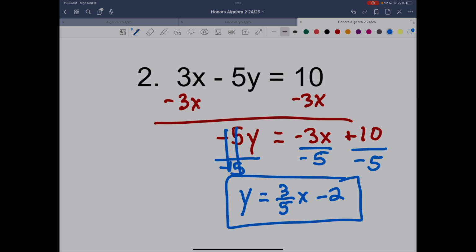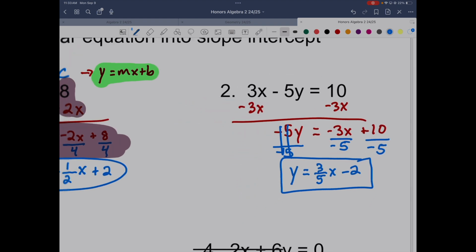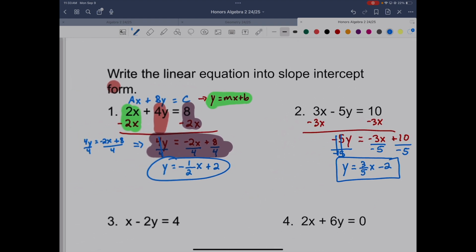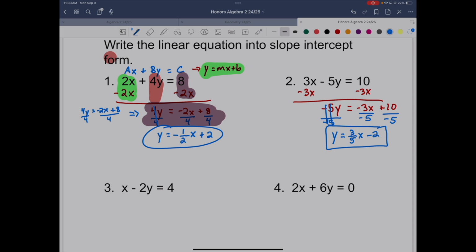That's slope-intercept form of an equation. So if I just ask you to put it in slope-intercept form, are we able to do that?